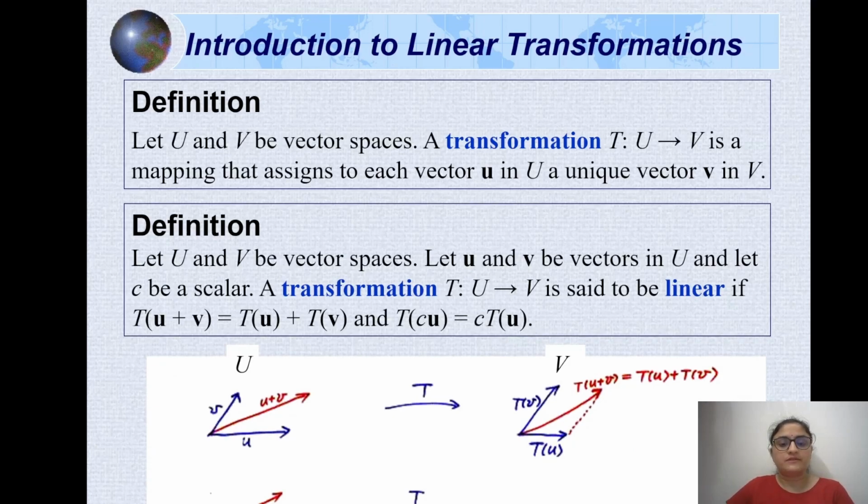This is the graphical representation of this definition. One can see u and v are vectors, and this is the resultant vector u plus v. Under the action of T, we have Tu and Tv in V. So T of u plus v should be the same as Tu plus Tv. And similarly, if we have c times u, the scalar multiple of the vector u, then under the action of T, T applied to cu should be equal to c times Tu.